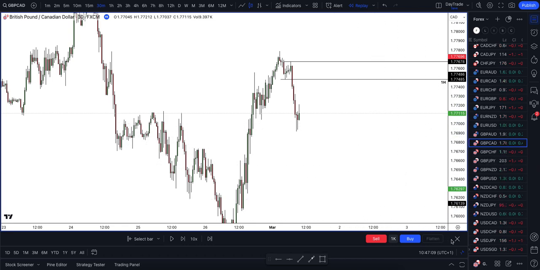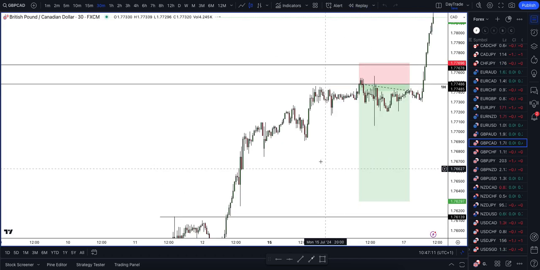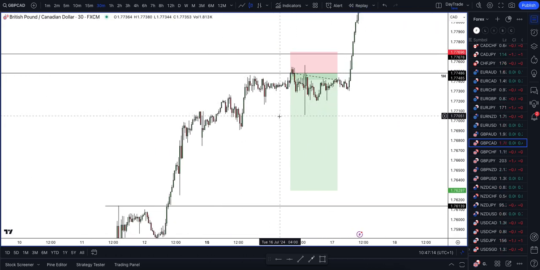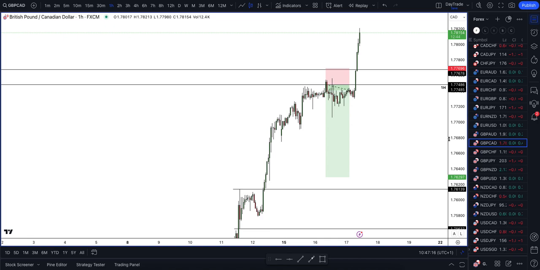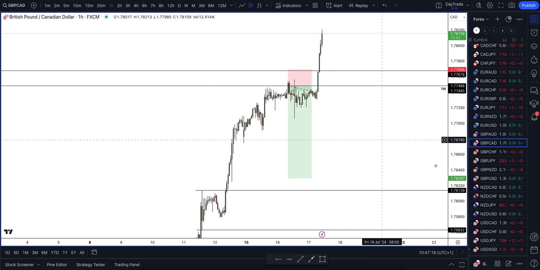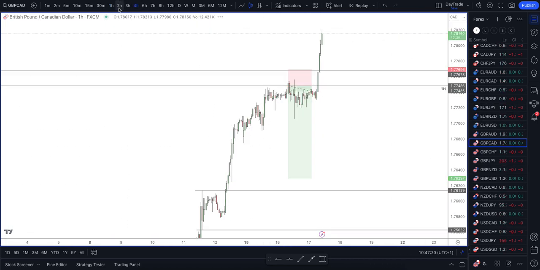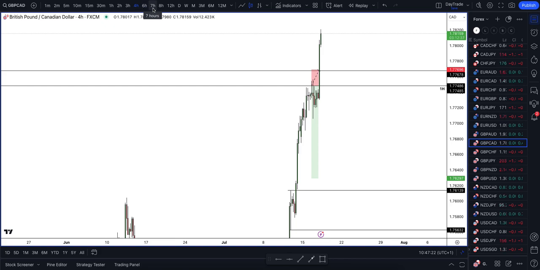Okay. But we did get a decent bounce, but nothing major. Keep that on the chart. I need to post that onto my spreadsheet.